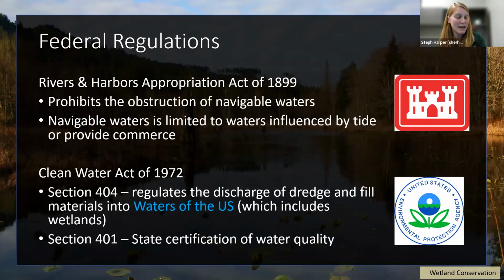Back in 1899, there was the Rivers and Harbors Appropriation Act. And this was almost the first really big act that included wetlands, even though not a lot of wetlands or types of wetlands were included in this act. So this is kind of like that first step. This act prohibited the obstruction of navigable waters. And it also defined navigable waters as those that were either influenced by the tide or provided some sort of commerce or importance to commerce.